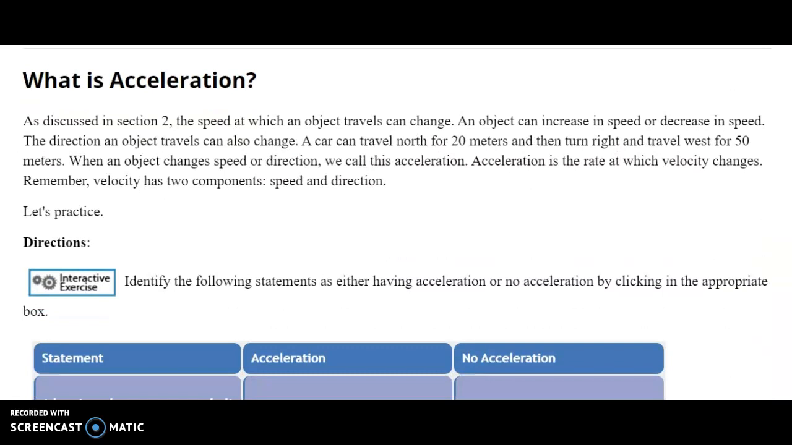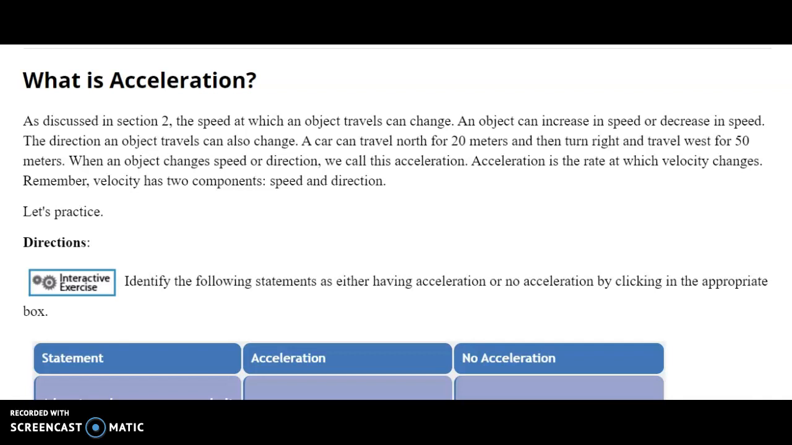What is acceleration? As discussed in section 2, the speed at which an object travels can change. An object can increase in speed or decrease in speed. The direction an object travels can also change. A car can travel north for 20 meters and then turn right and travel west for 50 meters. When an object changes speed or direction, we call this acceleration. Acceleration is the rate at which velocity changes. Remember, velocity has two components, speed and direction.